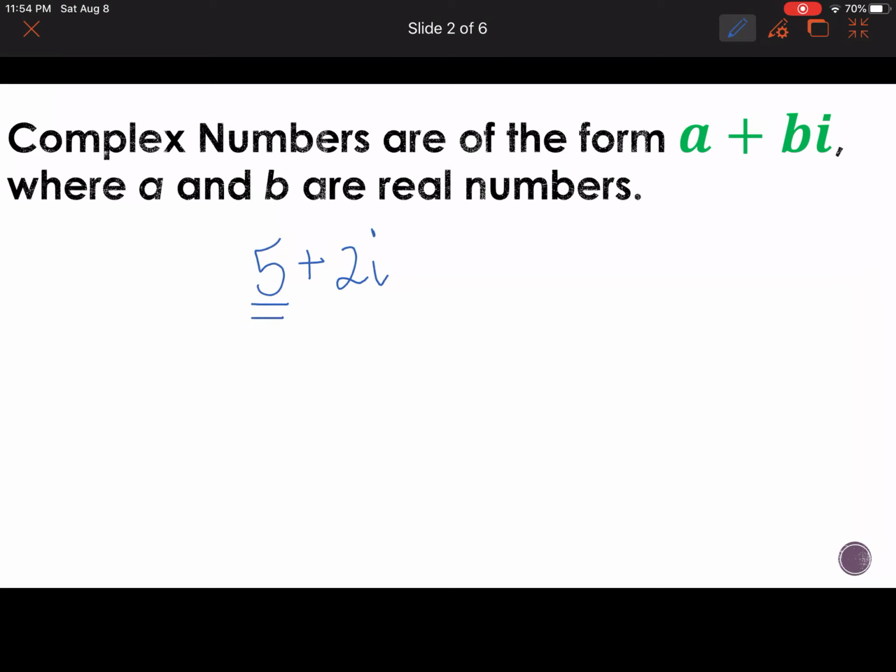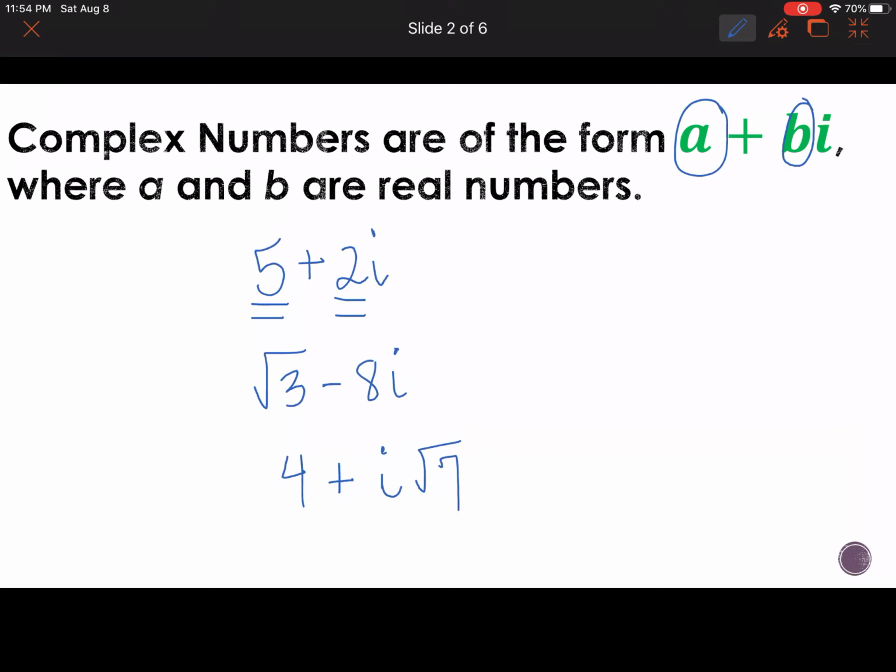These numbers could also be irrational. So it could be, for example, the square root of 3 minus 8i. That would also be a complex number. Or it could be 4 plus i times the square root of 7. Okay, but the key is that these two numbers have to be real. They don't have to be positive necessarily, but they have to be real numbers.